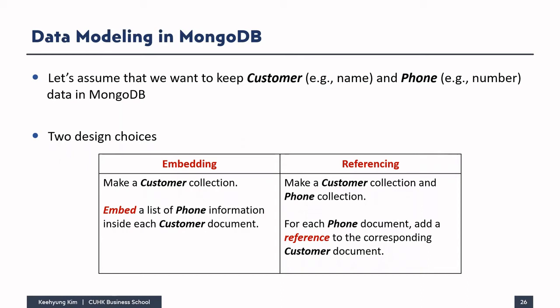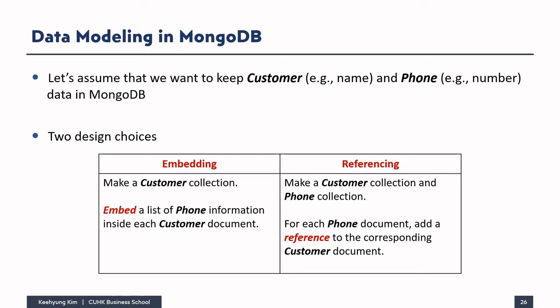However, that means you have to be more careful when you design the data structure, because depending on how you design it, the speed of the operation may change a lot. So here is one example. Let's assume that we want to keep customer information such as a name and more detailed customer information. And also we want to keep phone number information of those customers. Then in MongoDB, there are two design choices we can utilize.